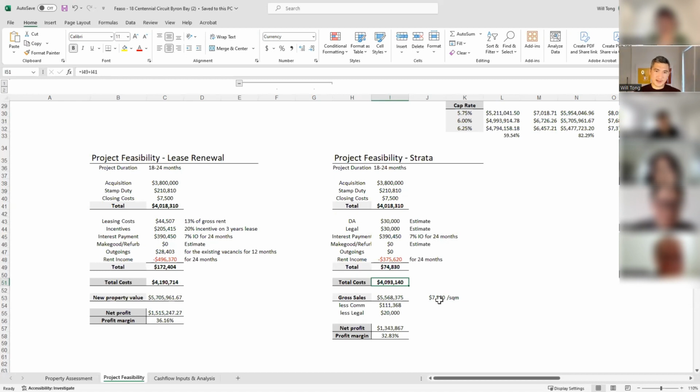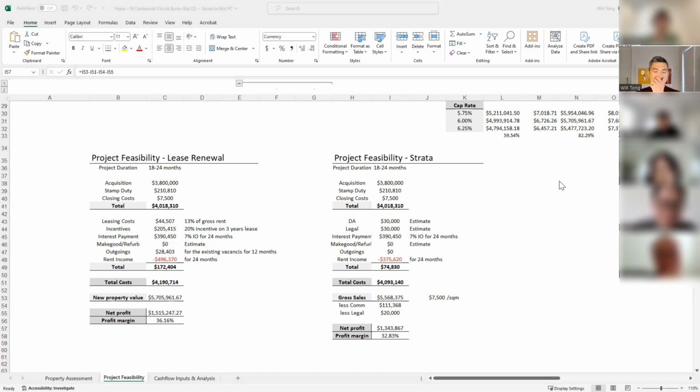In terms of the gross sales, we're being a little bit more conservative. So we're saying we'll get on average 7.5 grand per square meter. Some of these units might get 8, some might get 7, but on the blended rate, 7.5 grand per square meter is going to give us about 5,560,000. Less some commission because we need to appoint an agent to sell it, and less legal fees, we're left with about $1.3 million in net profit. That's pretty good, right?